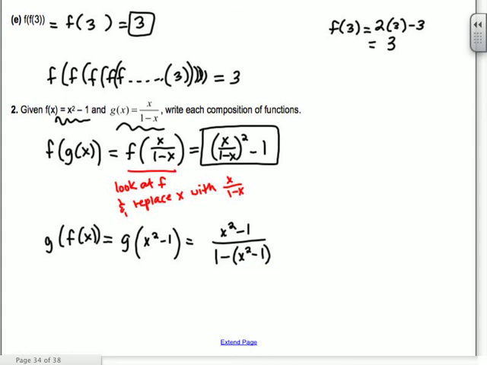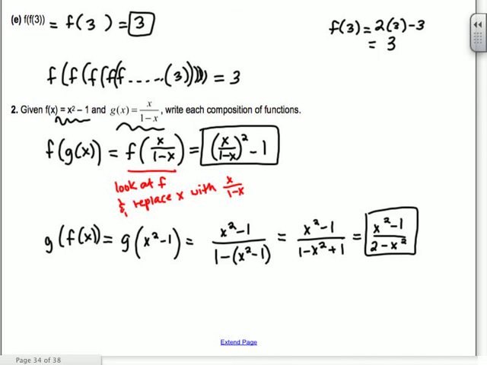Okay, this one we can simplify a little bit. So I'd have x squared minus 1 over 1 minus x squared plus 1. So it'd be x squared minus 1 over the 1 plus 1 is going to be 2, so 2 minus x squared. And that's our answer.